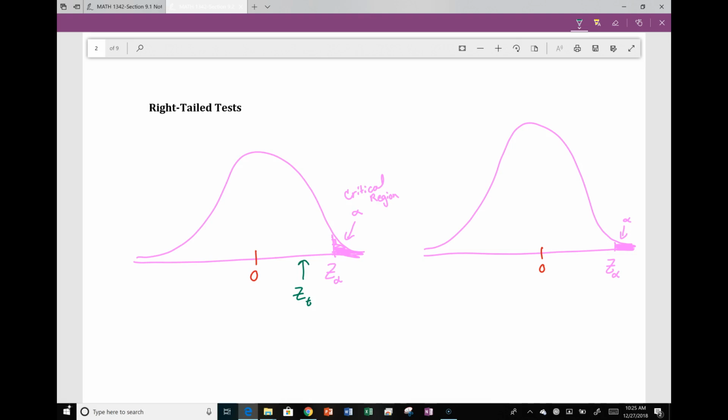If it is here, it is not in the shaded region, so do not reject the null hypothesis. It's not in the shaded region. If my test statistic is here, then it is in the shaded region, and we do reject the null hypothesis. So if you kind of get the sense here, in the shaded region, reject. Not in the shaded region, do not reject.